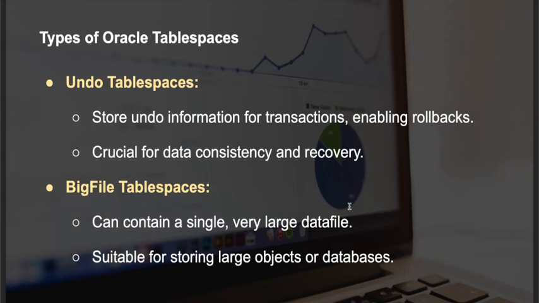Another type is the undo tablespace. It will store undo information for transactions, enabling rollbacks, crucial for data consistency and recovery. Undo tablespace is available by default. Means when you create a database, Oracle will create one undo tablespace for you as a default.